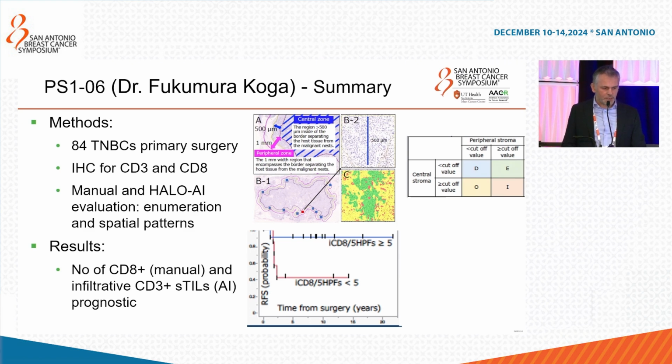And what this analysis showed, first, the manual enumeration of CD8-positive cells was associated with a better prognosis in these tumors, and the infiltrative pattern, the one here, with a high abundance of TILs both in the central and the peripheral stroma, was also associated with better prognosis.